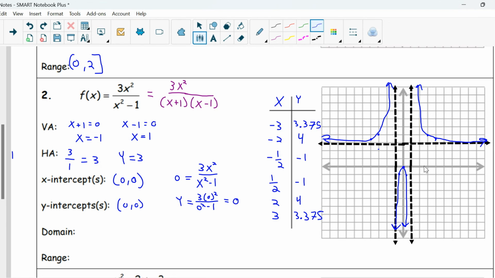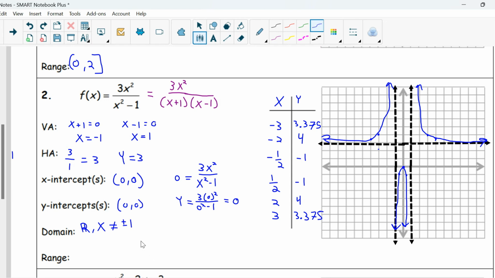So now let's take a look at our domain. In our x values, really the only places that our function is undefined is at our two vertical asymptotes. So once again, I'm going to write my domain as all real numbers, but I do need to state my restrictions. So in this case, x cannot equal +1 or -1. So I'm just going to rewrite that as ±1, because that includes both of those two values.